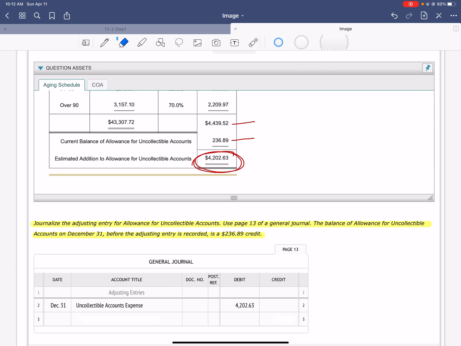Our account it's going to go into is our contra account, allowance for uncollectible accounts. Remember, we want to put it in this account rather than just take it out of our accounts receivable. Allowance for uncollectible accounts has a normal credit balance because it is a contra account to accounts receivable. So we will credit it for the same amount. And that's all that's to that adjusting entry.